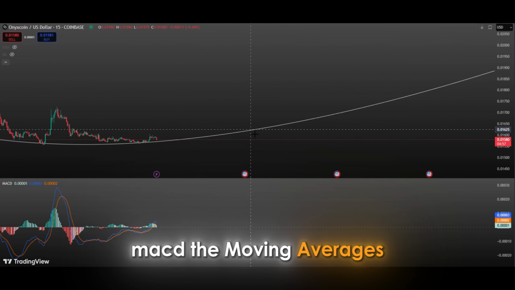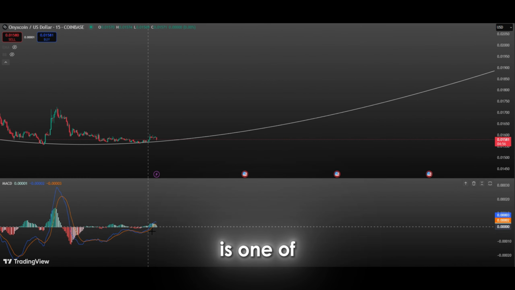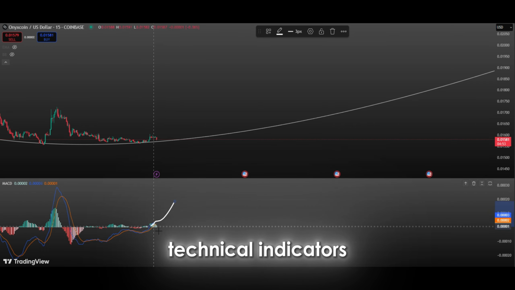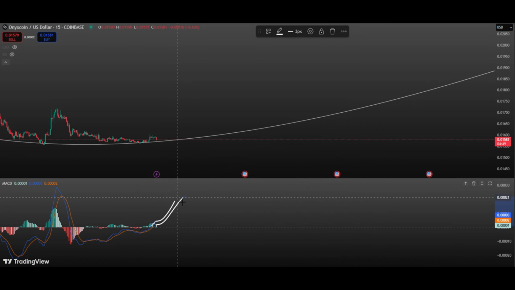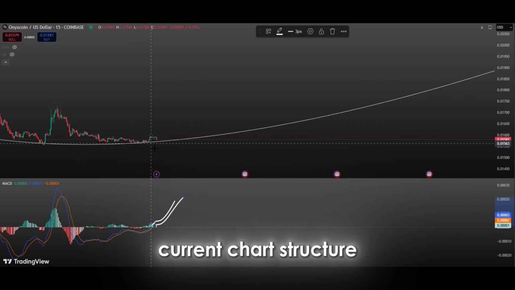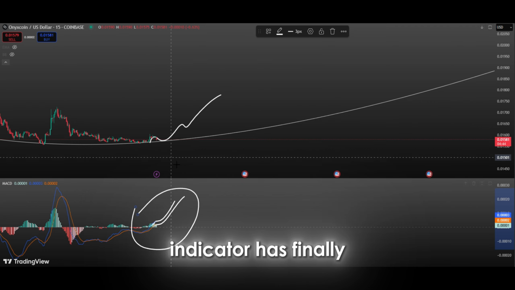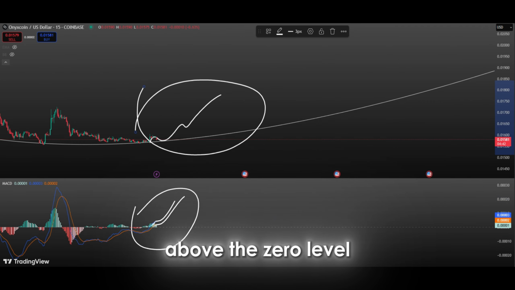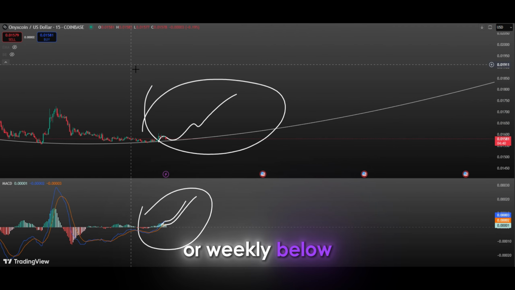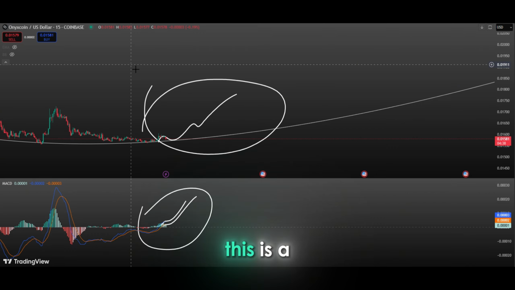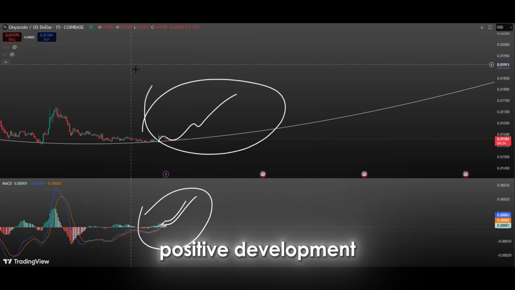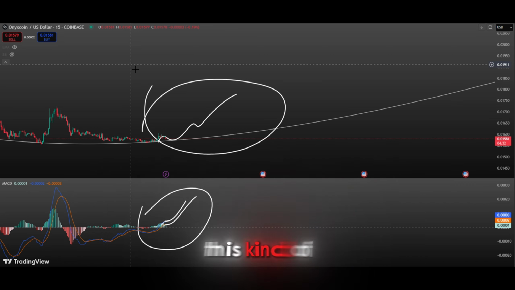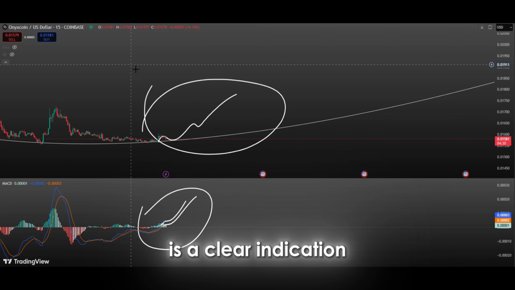MACD, the Moving Averages Convergence and Divergence Indicator, is one of the most reliable technical indicators for analyzing the direction and strength of the momentum in the market. Looking at the current chart structure, we can see that the MACD indicator has finally started to move above the zero level after trending sideways or weakly below it for a long time. This is a signal of a potential turnaround in the markets and should be considered as a positive development for investors. In particular, this kind of zero-level breakout is a clear indication that prices are starting to gain upside momentum.